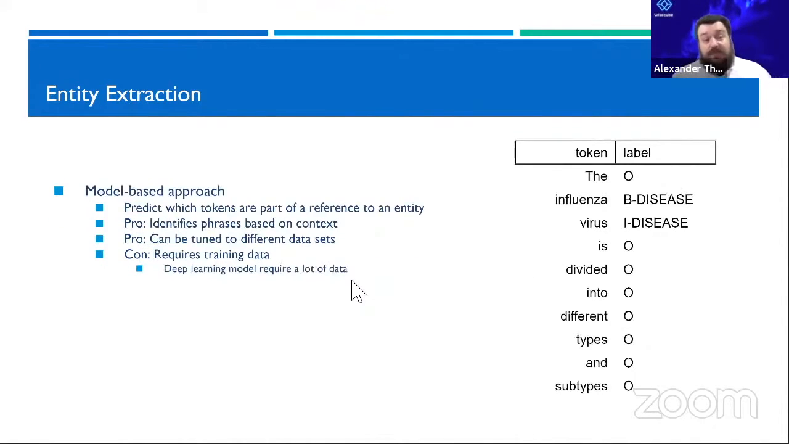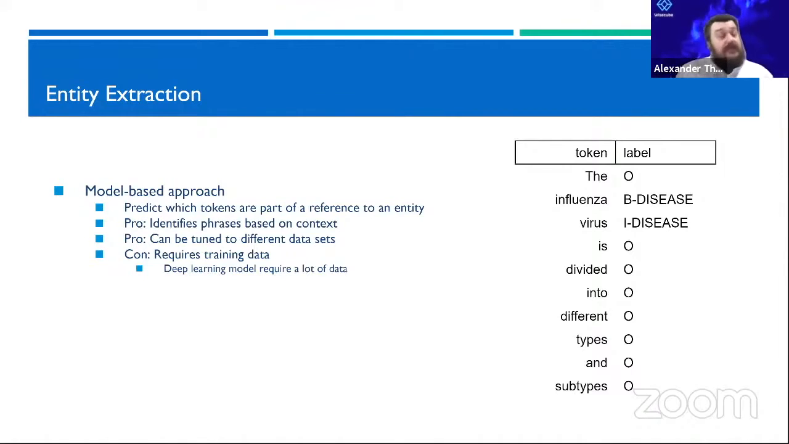On the other hand, model-based approaches predict which tokens are part of the entity, sort of as a classifier. The benefits are that it identifies based on context. So even if you've never seen that particular disease or compound or protein before, it can potentially identify it. Also, it can be tuned to different data sets. With the dictionary-based approach, there's no actual tuning. You can adjust your text processing to try to have it work a little better, but there's no real tuning you can do.